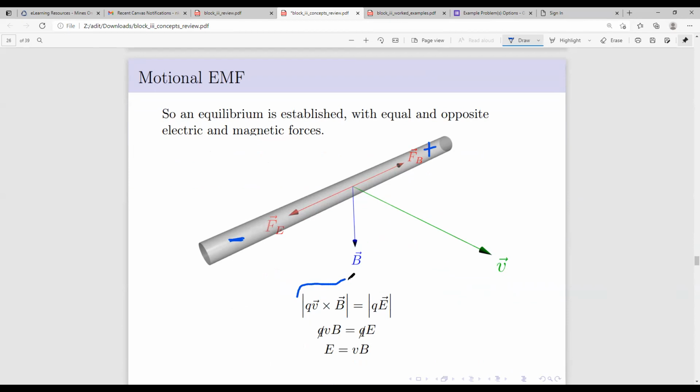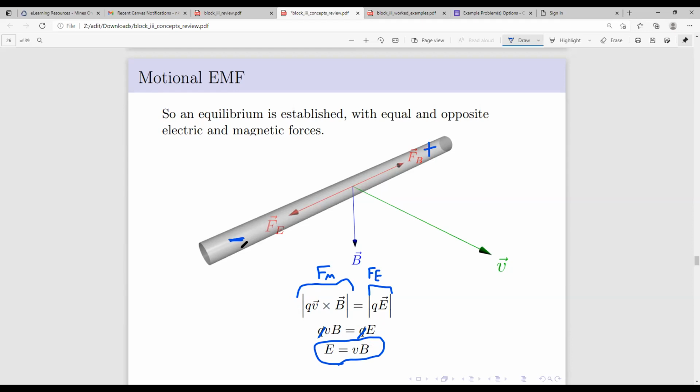So this, of course, is just the magnetic force. And this is the electric force. The Q's obviously cancel. And we get this relationship that's going to come up again and again, and you'll see it even more in block 4: E is equal to V cross B. Oh, excuse me, E equals V times B.